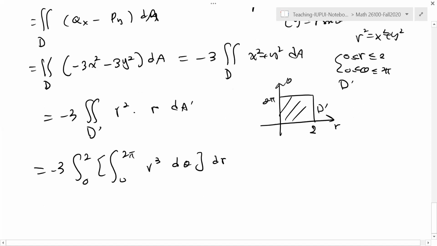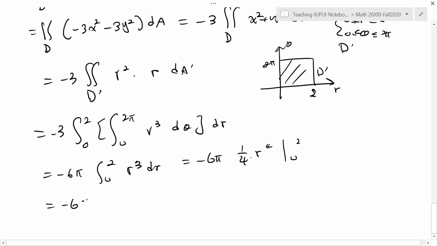But this r cubed is independent of theta. That's why I got 2 pi. 2 pi times 3 gives 6 pi. So the antiderivative of r cubed is 1/4 of r to the 4th power. And finally, we get the answer: 2 to the 4th power divided by 4 is just 4. So negative 24 pi.